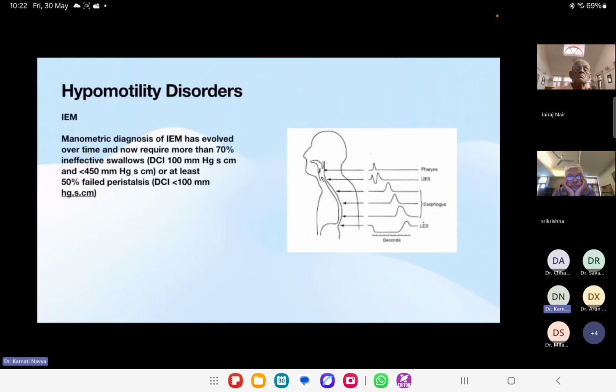Hypomotility disorders, ineffective esophageal motility. The manometric diagnosis has evolved over time and now requires more than 70% ineffective swallows with a contractility index of 100 to less than 450, or at least 50% failed peristalsis with a contractility index of less than 100 mm of mercury.